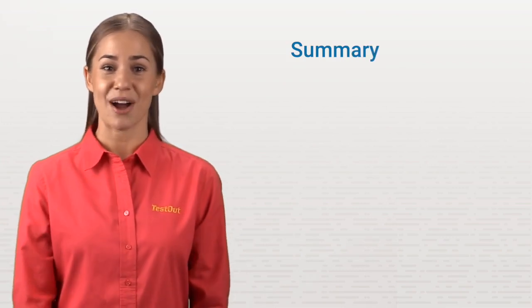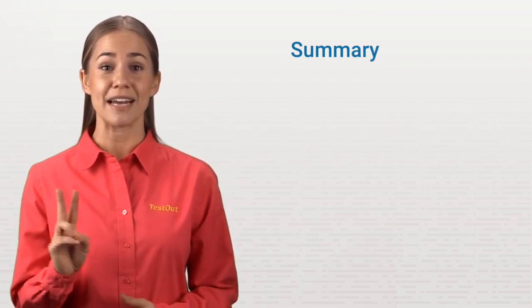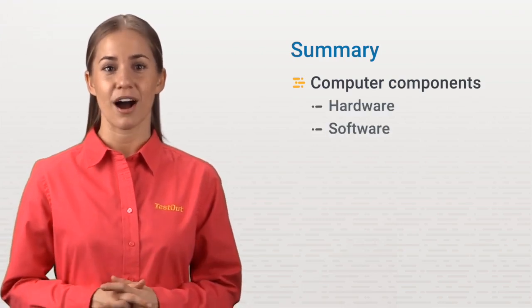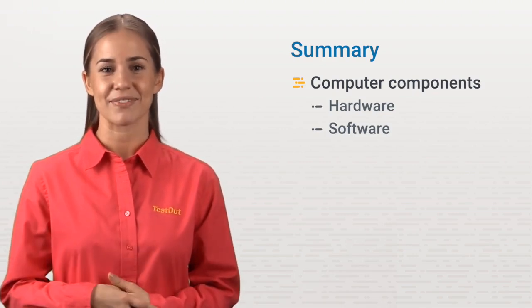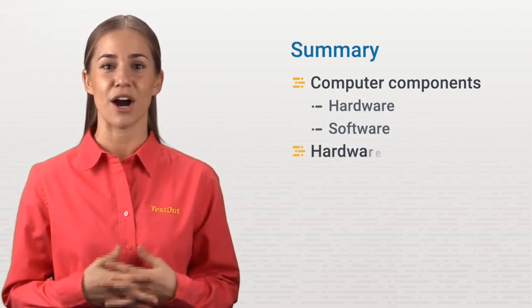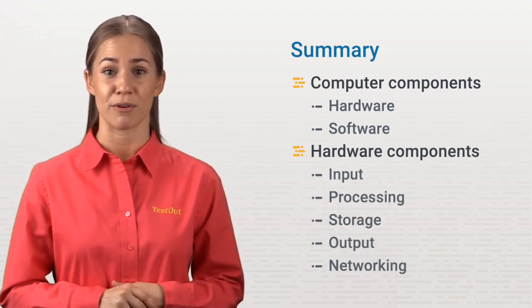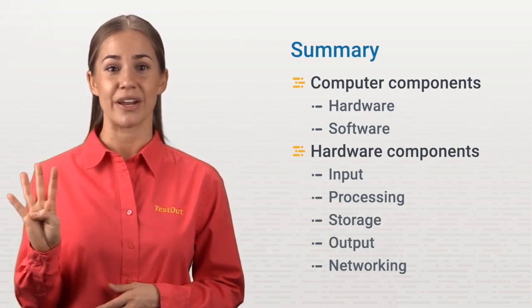So, those are the basic hardware components of a computer system. Remember, there are two main computer component categories: hardware and software. Hardware is the potential, software is the instructions. In this lesson, we looked at the various hardware components that comprise a computer based on the 5 main functions they perform: input, processing, storage, output, and networking.